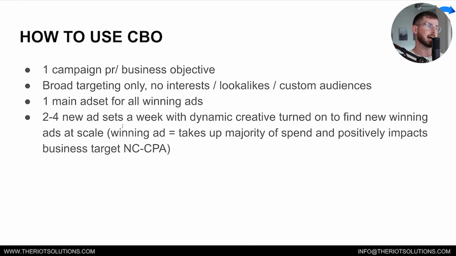Simple. We're going to do one main ad set for all winning ads. All the winning ads we find, we're going to put in one main ad set. Now we're going to create 1 to 4 new ad sets a week inside of that CBO. So sometimes it could be up to 5 ad sets live at a time. That's the main plus 4 DCTs.